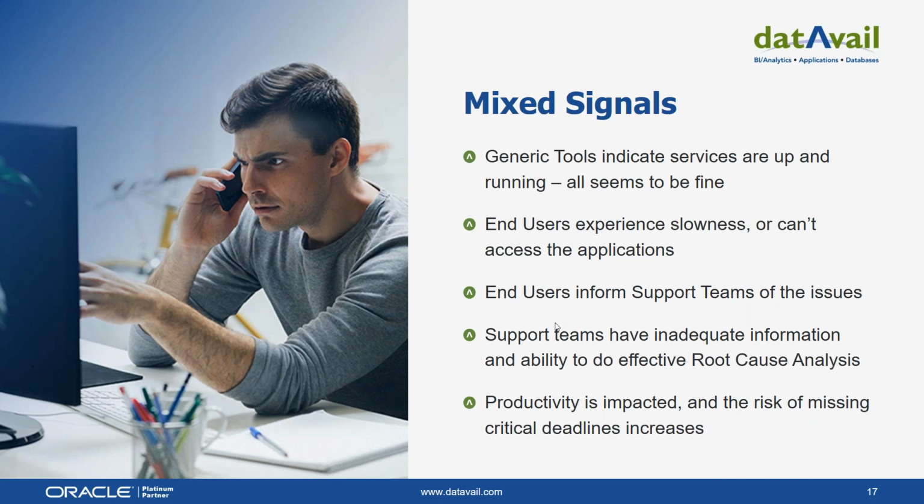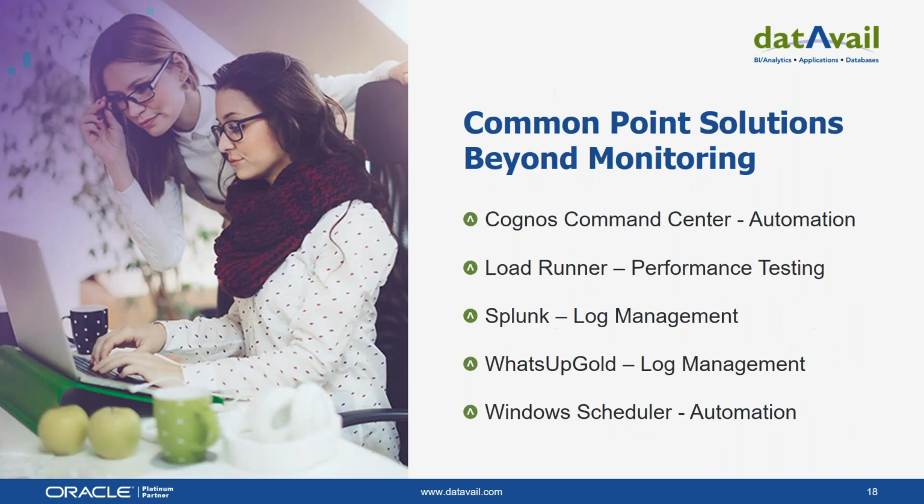They're waiting for a phone call, and then once that happens, you have to jump into action. And then the support teams don't have enough information or the ability to do effective root cause analysis because the information simply isn't there to be found. Or if it is there, it's somewhere very deep that's difficult and time consuming to get to. So what ends up happening is the productivity of the end users is impacted, in addition to the productivity of the support teams trying to resolve these things, and the risk of missing these critical deadlines increases.